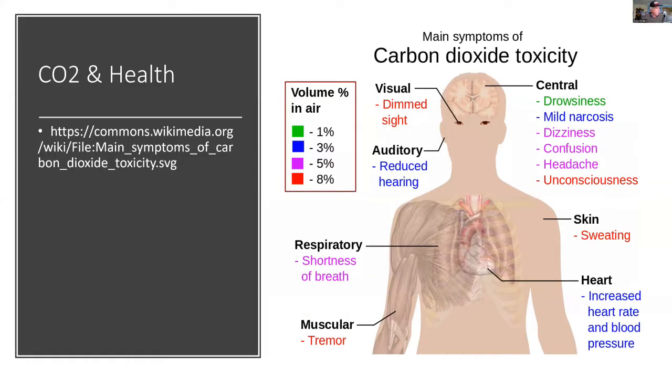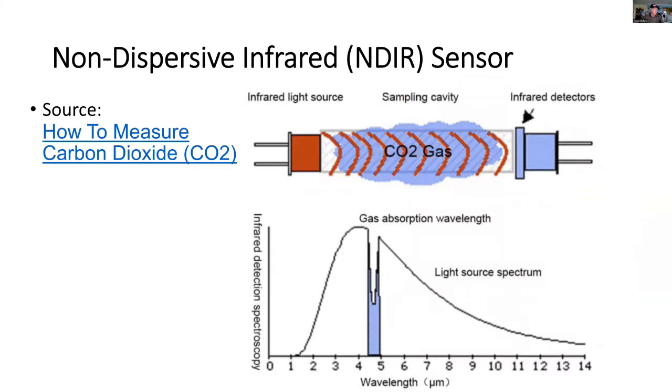So CO2 on health, taking this from Wikipedia, we can have a look at the impact on our health. We can start off with a small amount of carbon dioxide in the air, say 1%, and we feel a bit drowsy. It becomes more and more severe when we increase the percentage of carbon dioxide in the air. Eventually it could have not only short-term effects like causing headaches, but there can also be longer-term impacts. And this can be quite important also in climate change because the amount of carbon dioxide in the atmosphere is increasing. So we're going to use a non-dispersive infrared sensor.